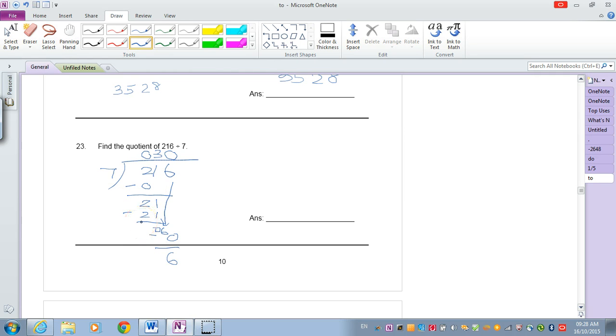However, the question asks you for the quotient. Where is the quotient? The quotient is referring to here. So the answer would be 30. The quotient is 30. So you have to be very clear. This number on top here is your quotient, whereas the one at the bottom here is your remainder. So the answer is 30. Let's move on.